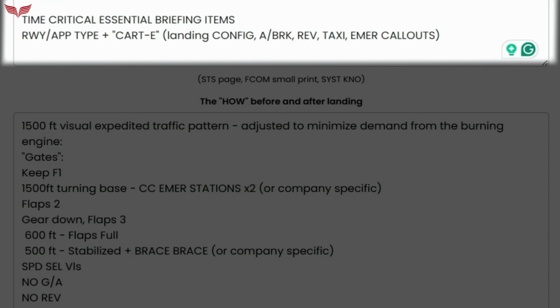What is that absolute minimum you need to consider and brief in a time-critical situation? You may need to develop your own structure. For my upgrade, I developed my essential briefing. First, runway and approach time. Then I use the acronym CART-E, standing for landing configuration, auto brake, use of reversers, taxi, and emergency callouts.